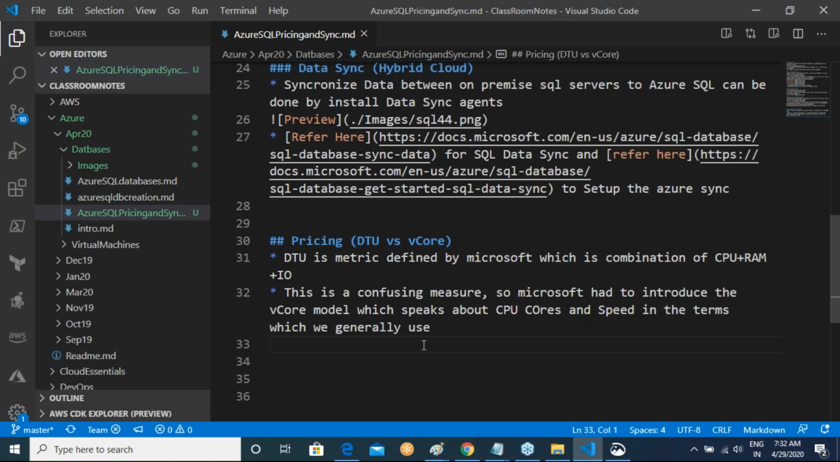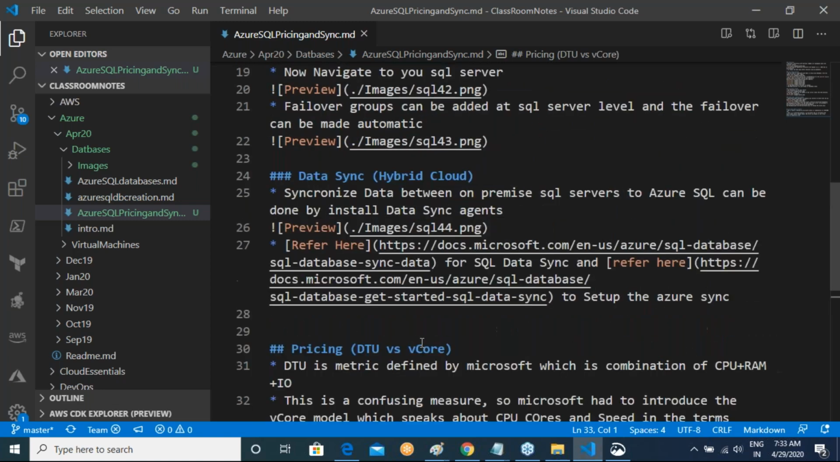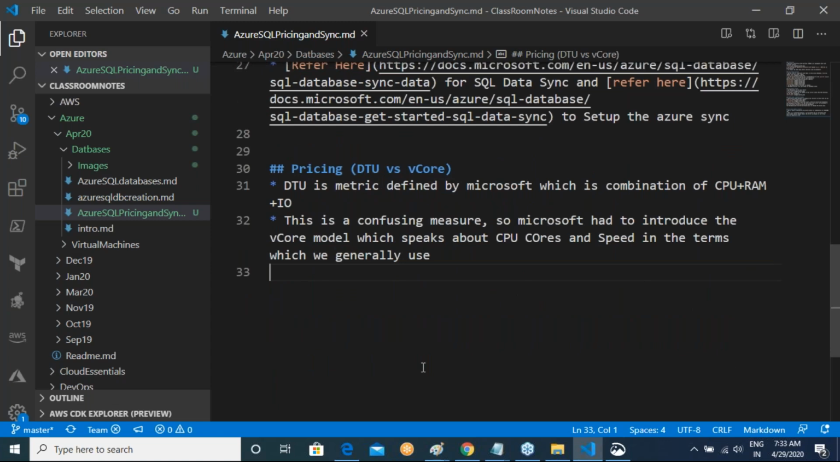So what they have done is, they have created a new model which they call vCore. And in vCore they have two other models, right? They have provisioned SQL server, and they have serverless SQL server. We'll be speaking about that. But for today, if you understand whatever we have done so far, that is more than enough.